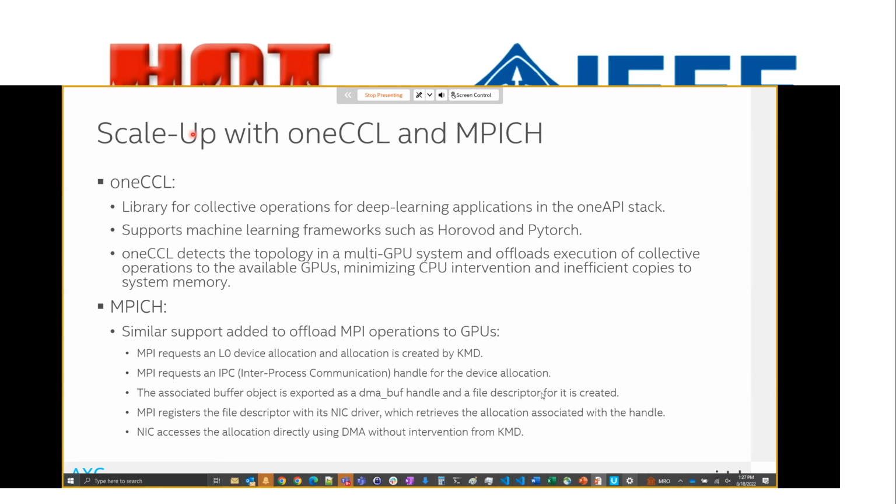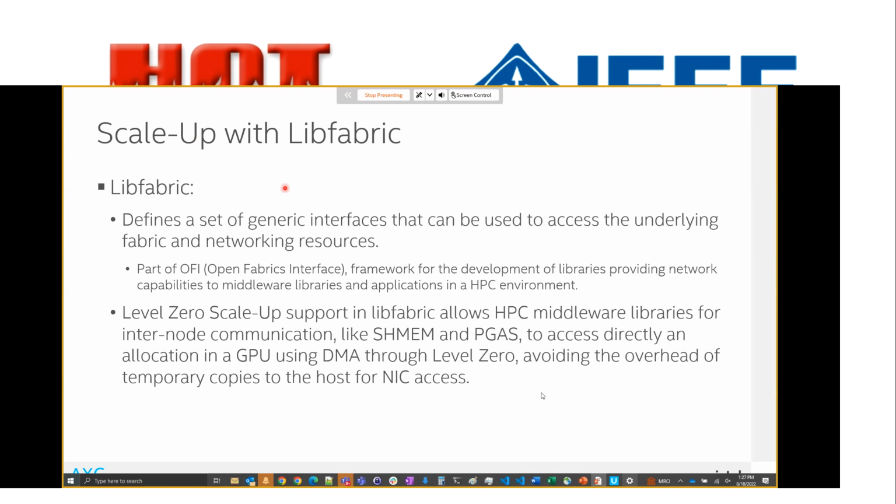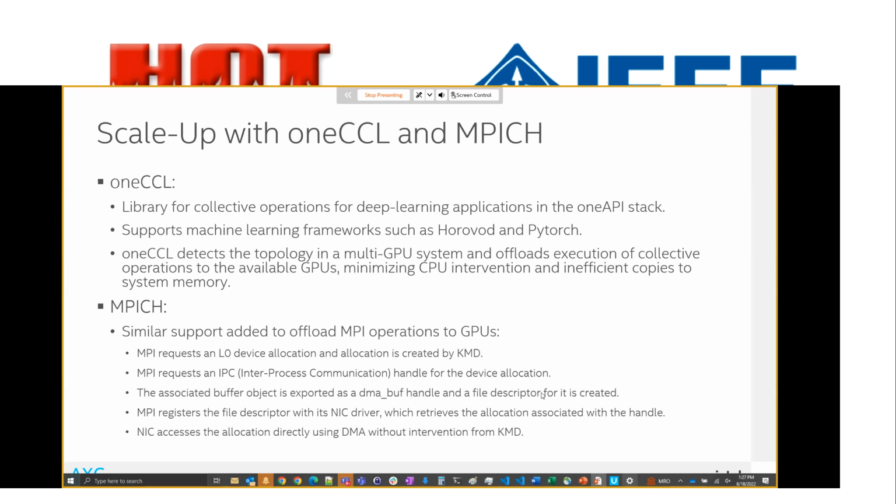Something similar is happening with MPICH. So MPICH is, of course, one of the major distros for MPI. And in this case, MPICH does something similar. It detects if Level Zero is there, and if it is there, if it has scale-up or peer-to-peer capabilities, if the GPUs in the system can access each other. And then what it does is that it implements all the collectives, all that it can, in the GPU directly.